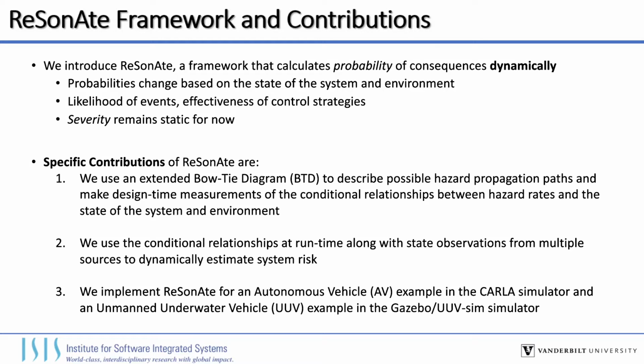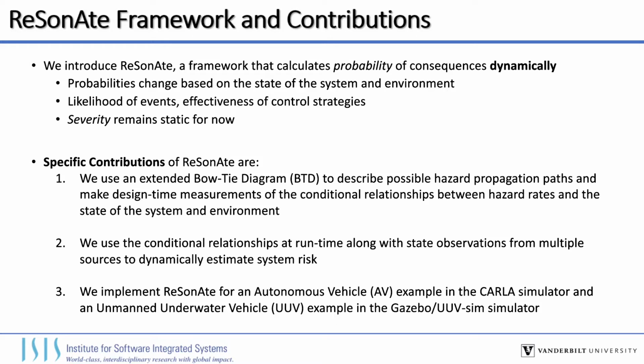So the probabilities of a certain risk or a certain consequence may change based on the state of the system and the environment. That may change the likelihood of certain events, become more or less likely to occur, and then the effectiveness of our control strategies may improve or decrease based on certain changes to the system or environment. And so that can have the effect of making a particular risk or a particular consequence more or less likely. For now, we treat the severity of any consequences as static.